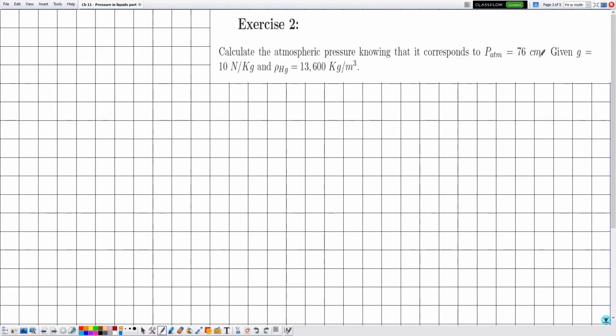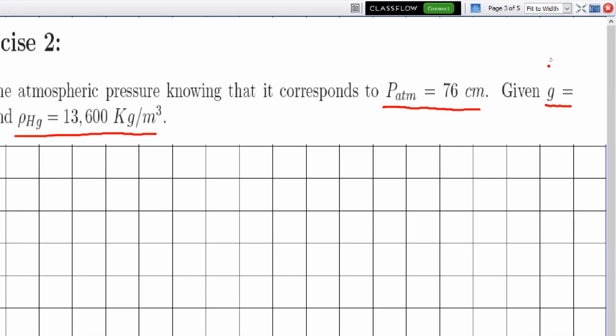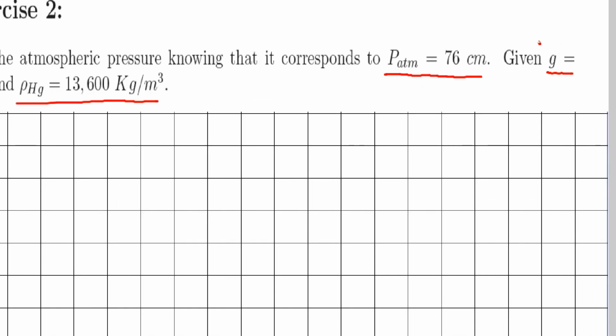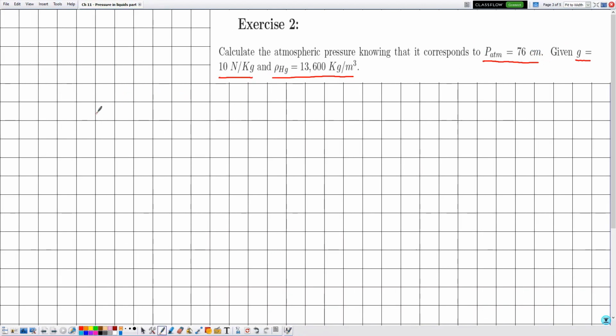So exercise number 2: calculate the atmospheric pressure knowing that it corresponds to P atmosphere equal to 76 centimeter, given that the value of G is equal to 10 Newton per kilogram and the density of mercury is equal to 13,600 kilogram per meter cube. So here, as I have said previously, notice that this quantity is not in agreement with this unit. So we must rewrite this correctly. 76 centimeter, this value corresponds to the height because it carries the unit centimeter, and we know that centimeter is the unit of depth, height, or length.